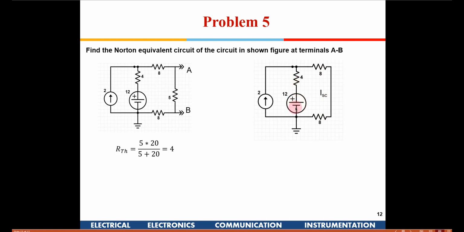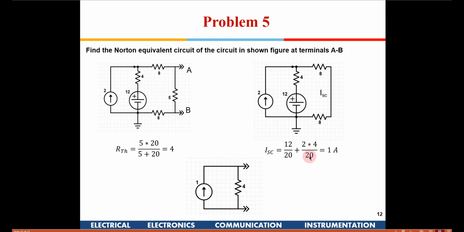Similarly, now we leave this open and find out what the current from 12 is. What would it be? Then 4 and 16 are in series now. So it will be merely 12 divided by 20, right? So I can write 12 divided by 20 plus 2 into 4 divided by 20, this is 1 ampere. Is this thing clear to you?